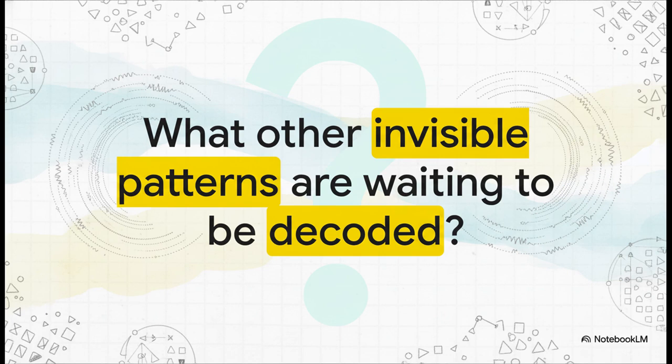It really makes you think, doesn't it? We've just talked about how to decode the invisible language of radio signals. So it kind of begs the question, what other invisible patterns in our world, in data, in nature, maybe even in society, are just out there waiting for the right tools and the right techniques to finally be seen and understood?